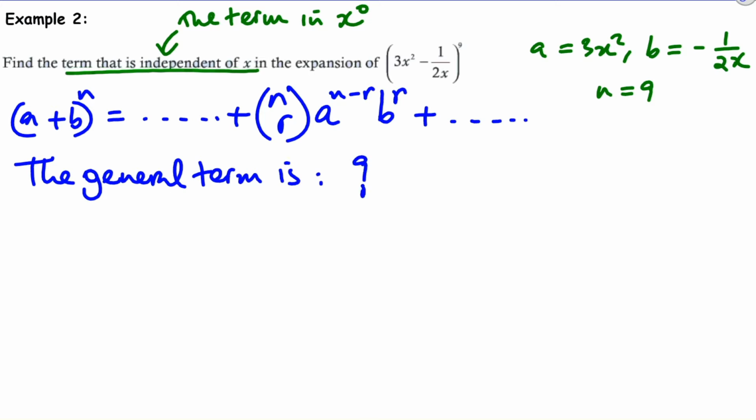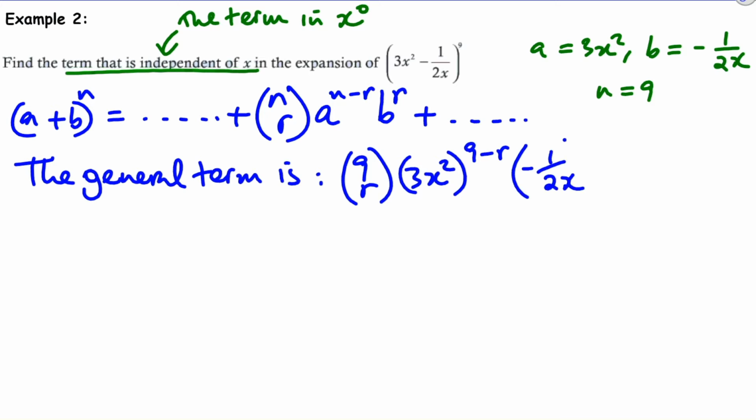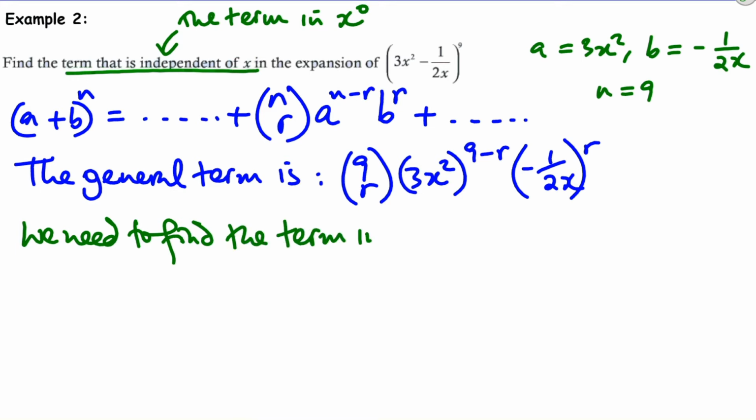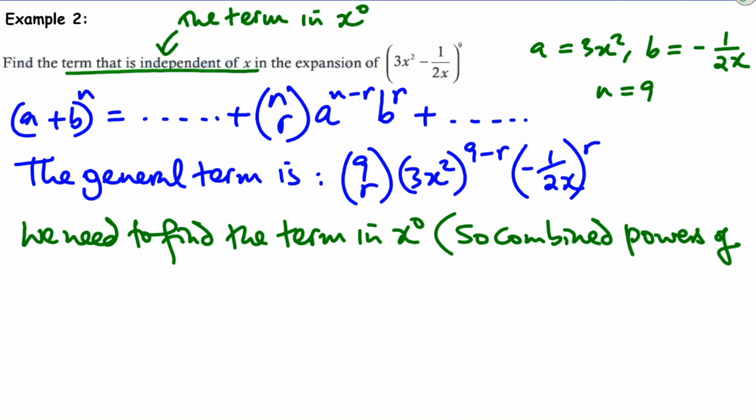So the general term in this expansion is 9 choose r, (3x squared) to the power 9 minus r multiplied by (negative 1 over 2x) to the power r. So we need to find the term in x to the power 0. So the combined powers of x will be 0, okay? And that's the strategy that we're going to use.